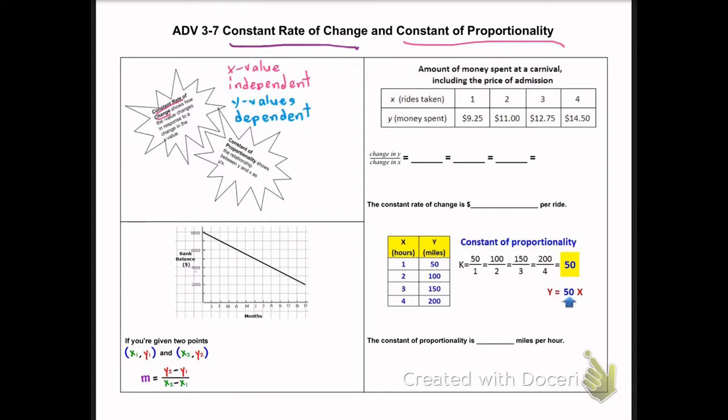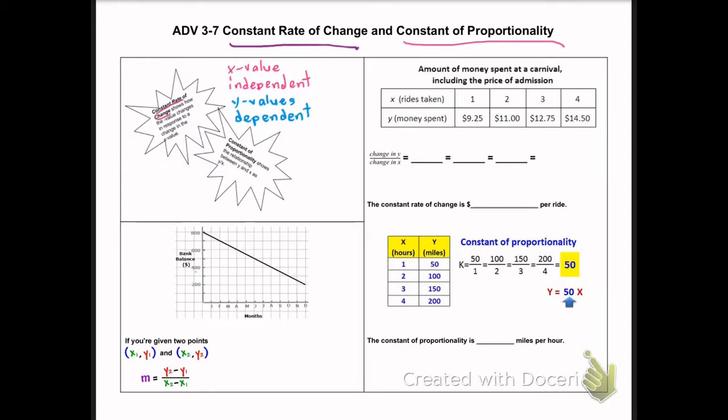When you have a constant rate of change, what you're looking at is your change in Y as it relates to your change in X. When you graph a relationship that has a constant rate of change, you'll have a straight line. It may or may not be proportional, so it may or may not go through 0, 0, but it will be a straight line because it's a constant rate of change. It's either rising or falling at a constant rate.